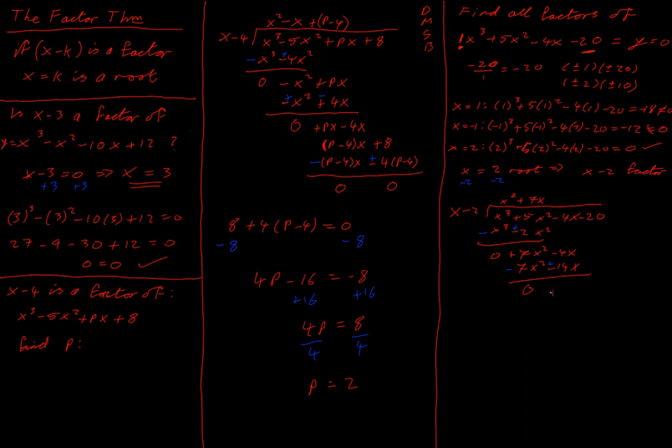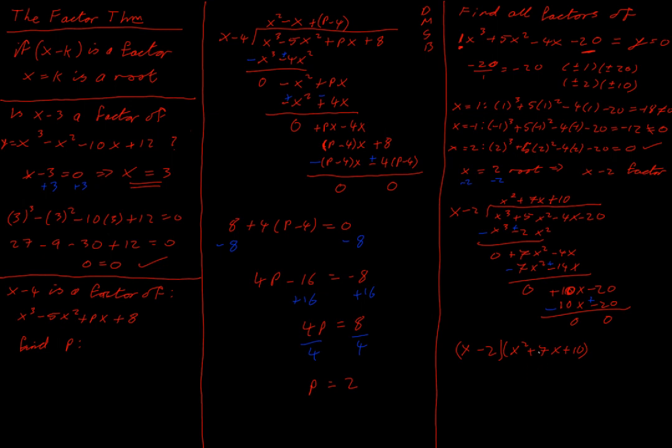get 0 plus 10x, bring down, divide in x, and we get plus 10, multiply: 10x minus 20, and lo and behold, when we subtract that, we get 0, which is an extra check that we have done our maths correctly. We got a remainder of 0. That means that we've got our correct factor. x minus 2 is definitely a factor, and that means that x minus 2 multiplied by x squared plus 7x plus 10 is equal to our original cubic equation.